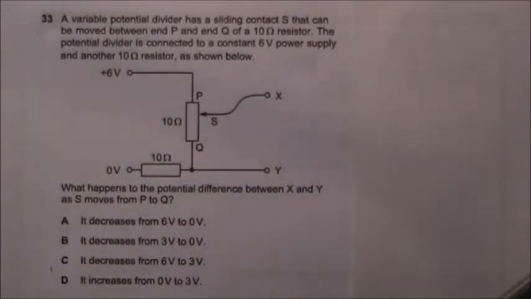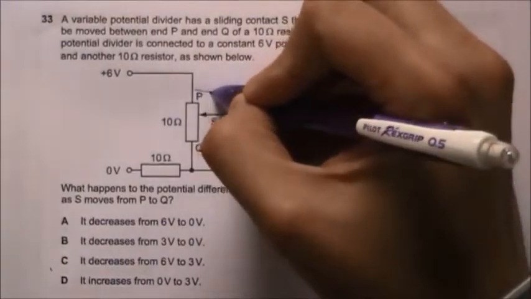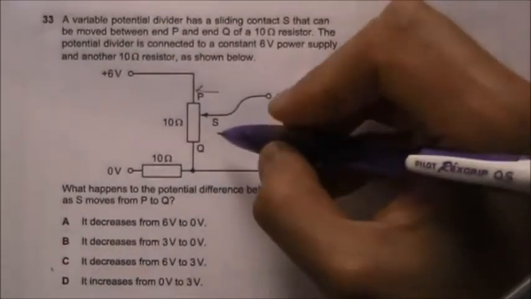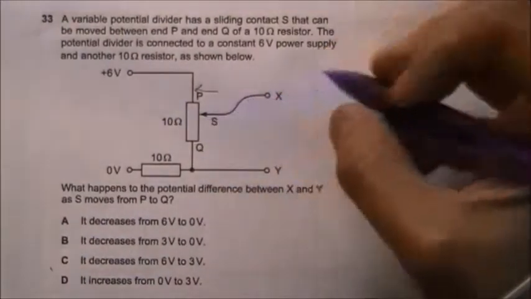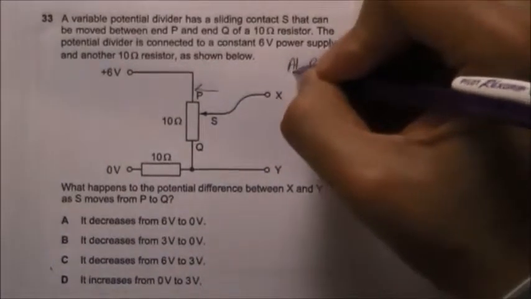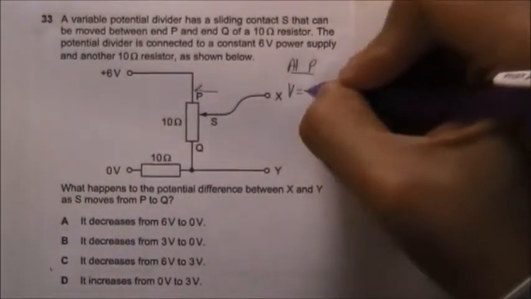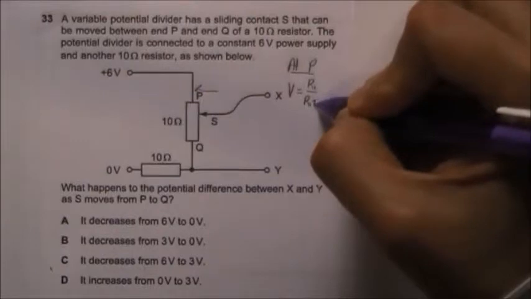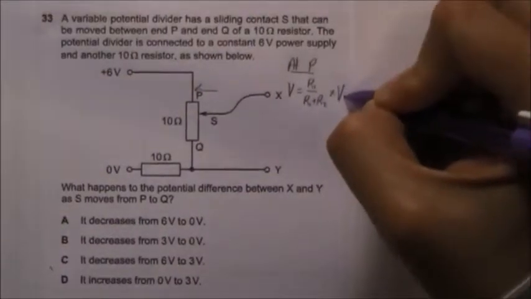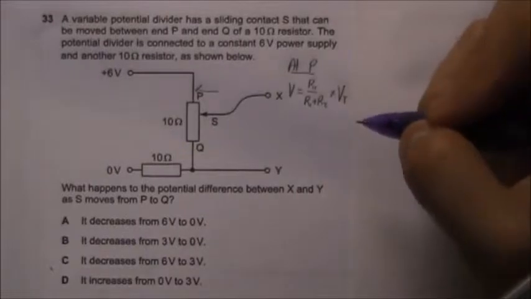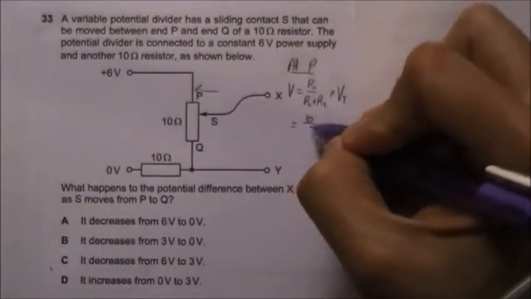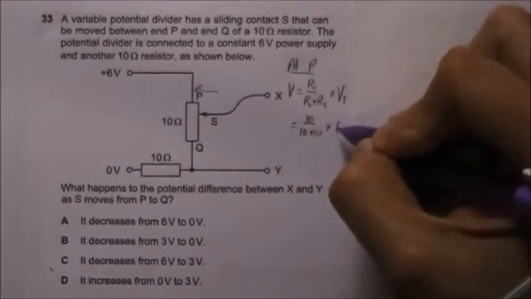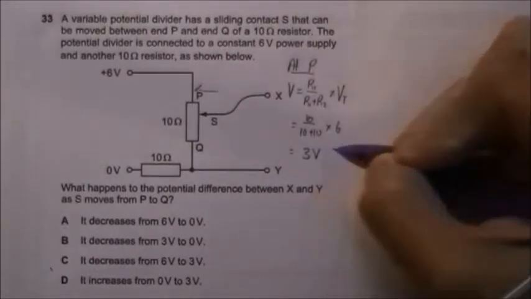This is a potential divider question. When the contact S is at P, the potential difference across X, Y is basically the potential difference across this 10 ohm resistor. So at P, the voltage recorded will be R1 over R1 plus R2 times V total. This is the potential divider method. So it will be 10 over the total resistance of 10 plus 10, times the total voltage of 6 volt. So this will give us 3 volt.